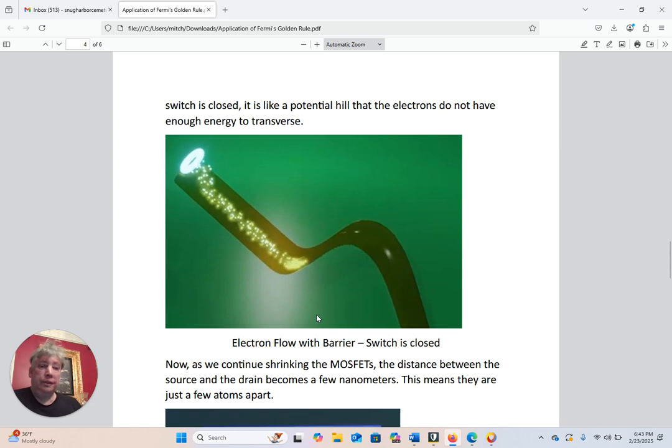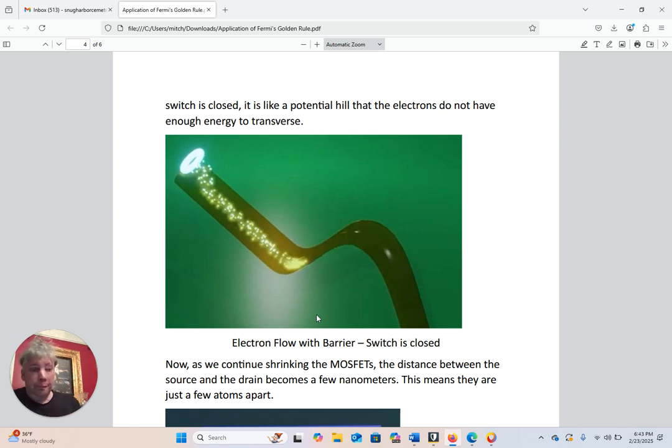So we can consider these electrons that are here, and it's like all of a sudden we took a slide all the way down and put a bulge in it. That bulge there is a potential well, and the electrons can no longer get through. So that kind of makes sense. You don't want electrons flowing when the switch is open. You want them flowing when the switch is closed so that you can get the right data out, zeros and ones in the binary.